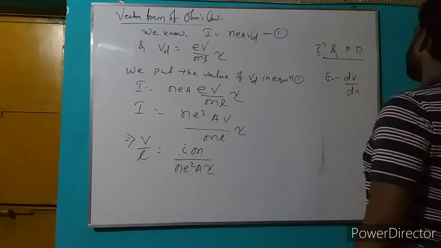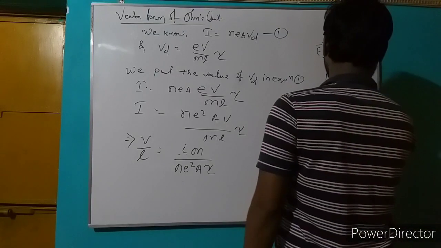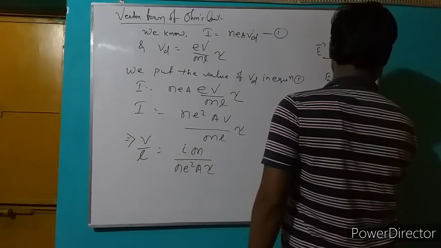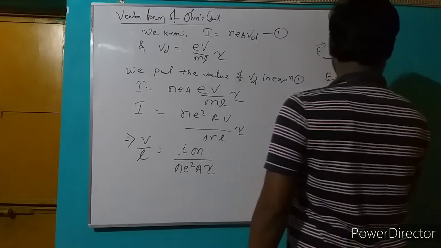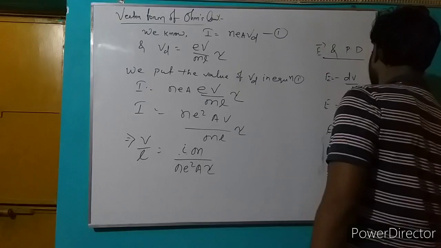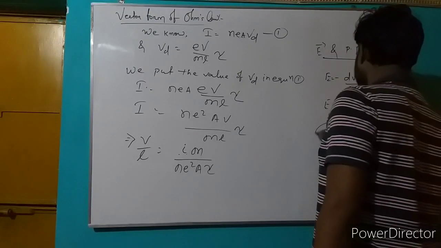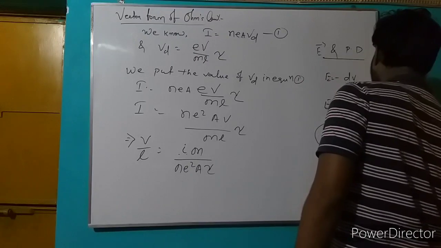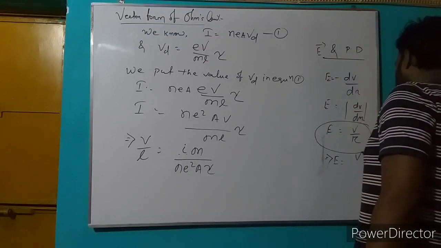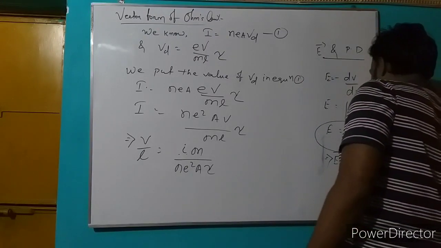E equal to minus dV by dr, the gradient of V. So we can say that E equal to V by R, or we can represent R in terms of L. So V by L equal to E.